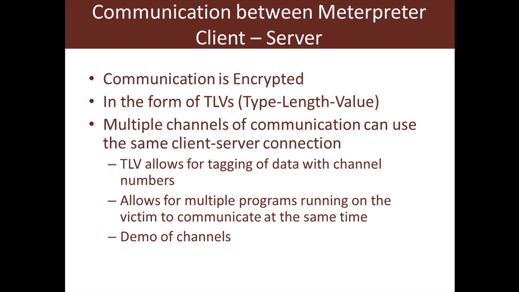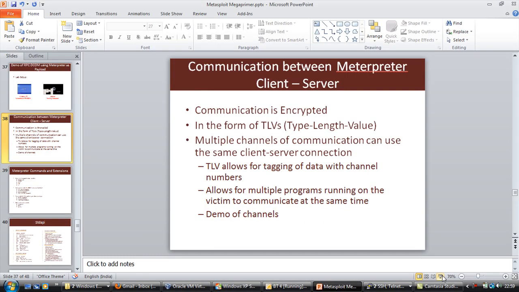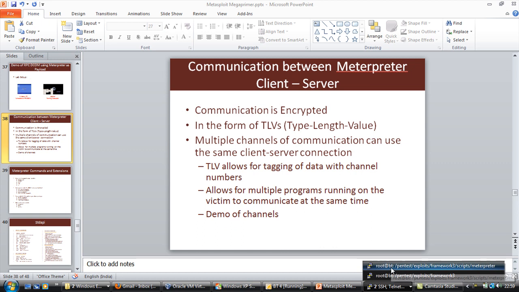So communication between the Meterpreter client and server is entirely encrypted and is in the form of TLVs, which is type length value. So inside the whole encrypted communication, data is getting transferred either side using TLV packets. Also, because of this, there can be multiple channels of communication which can be used, as TLV easily allows for tagging of data with specific channel numbers. Now, what is the advantage? Well, this allows multiple programs running on the victim to communicate with the attacker at the same time. Right? So let's have a look at what we mean by this.